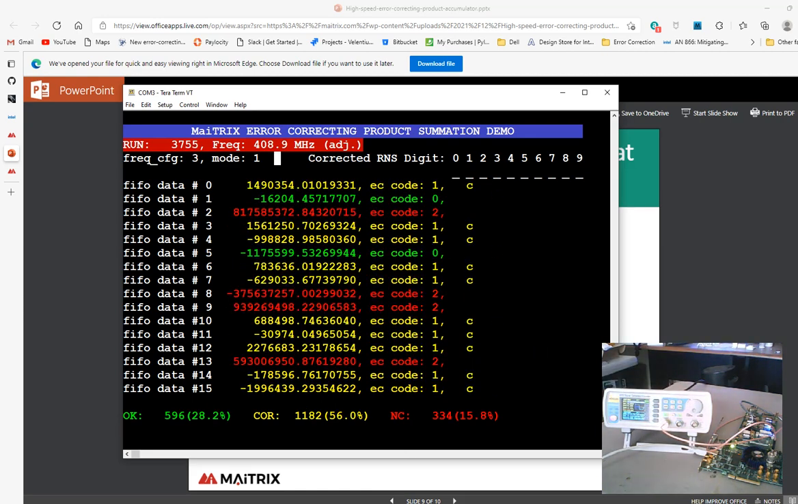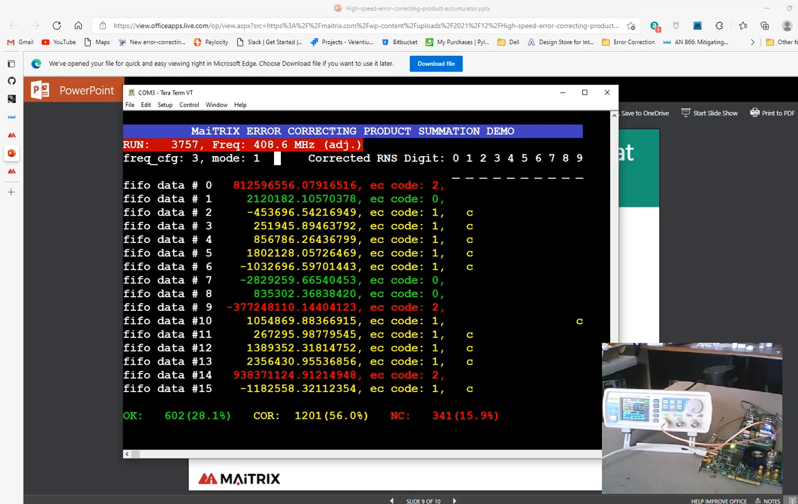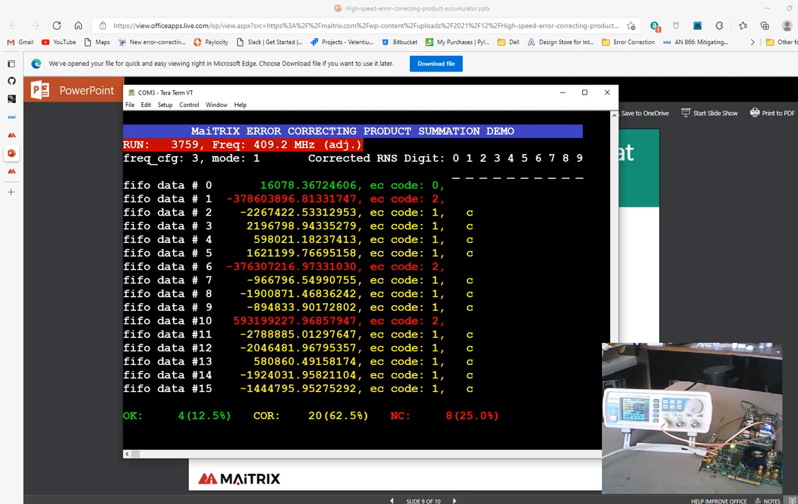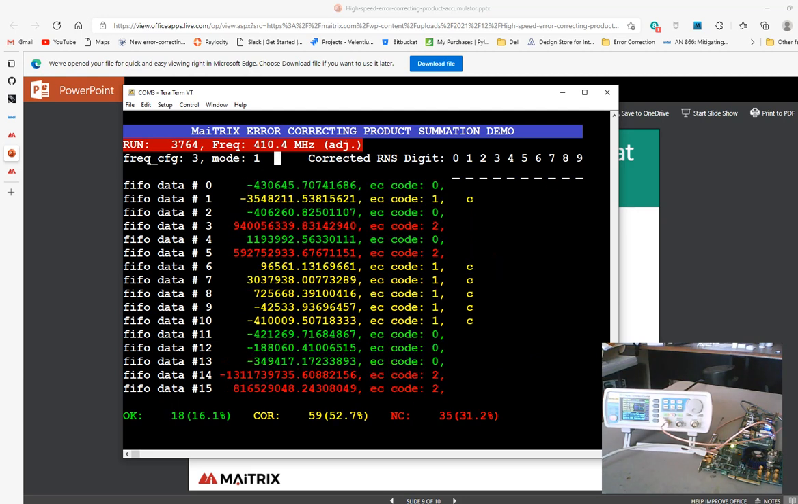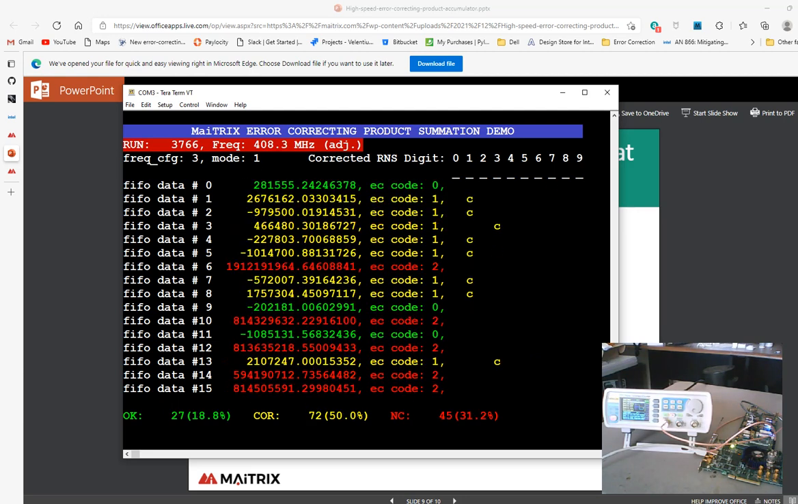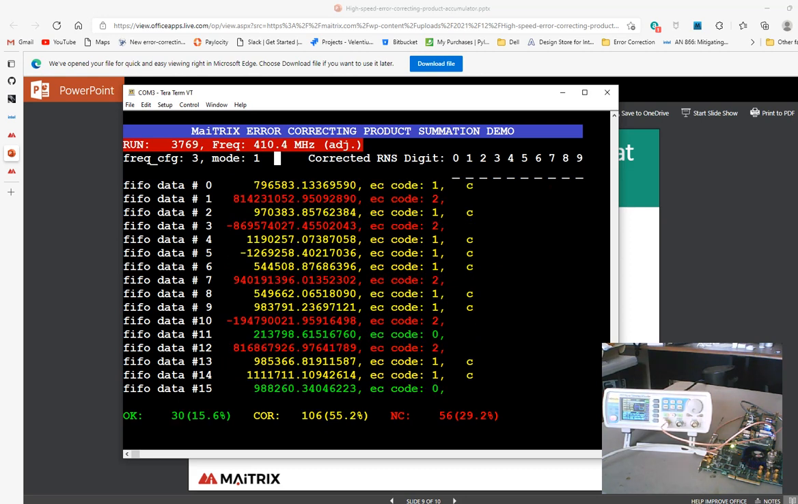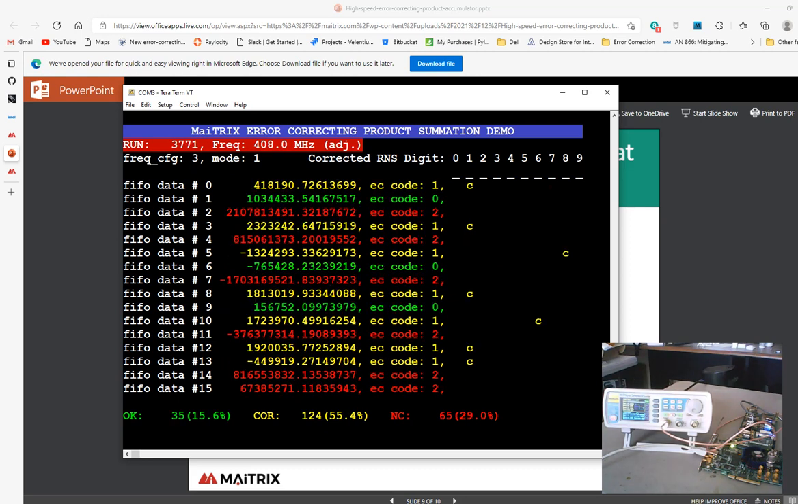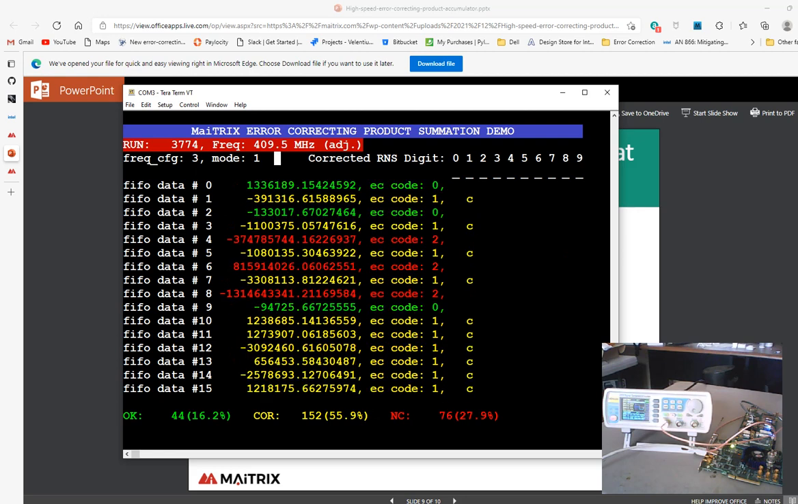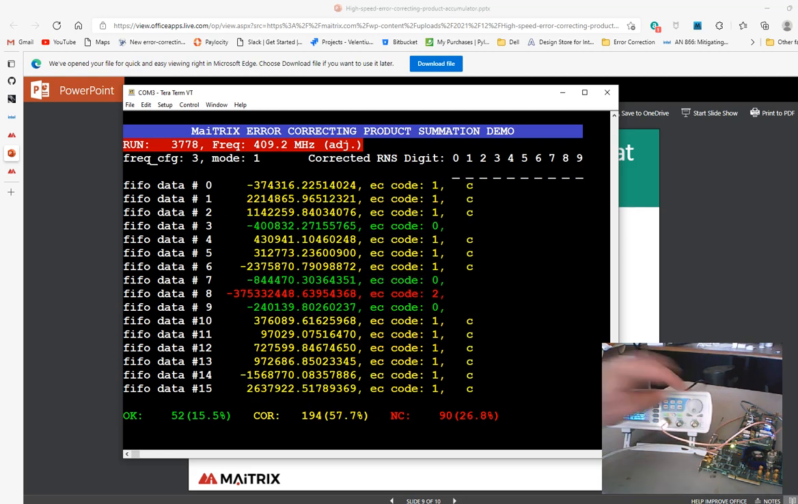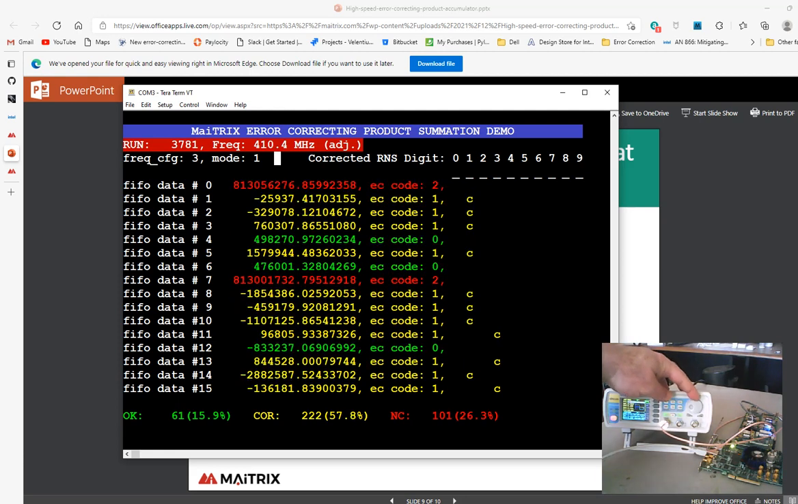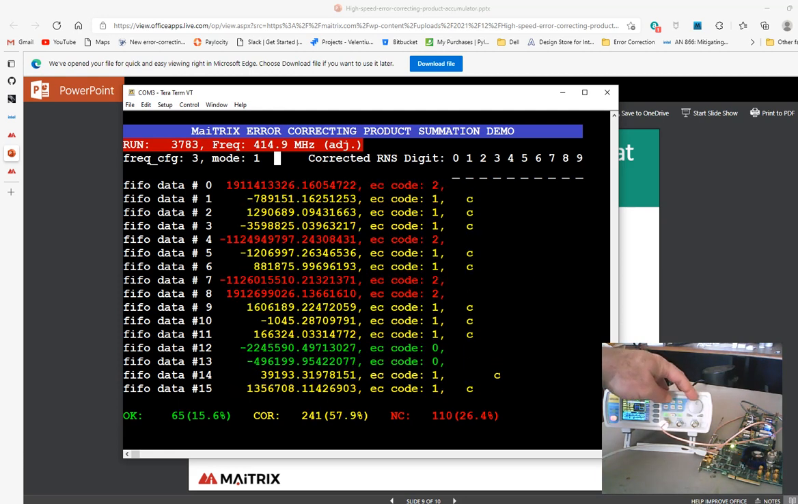And again, if we reset our counters, yes, we can see right away that our non-corrected errors are about 30%, our OK is about 18%, and our correction is still over 50%. So this is quite an amazing technology, what we're able to do here. We'll go ahead and just run it a little bit farther just for fun, in case you're still hanging in there.